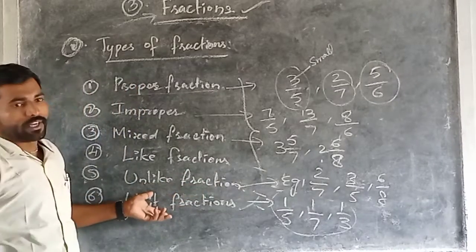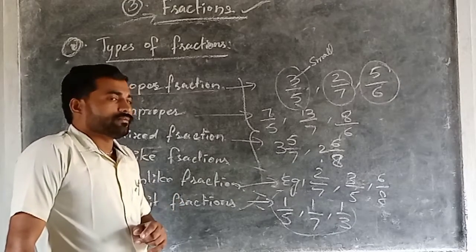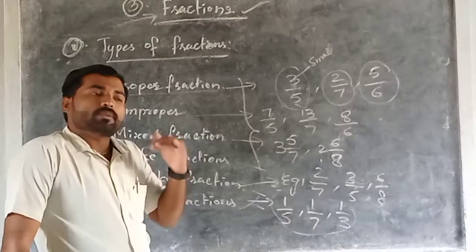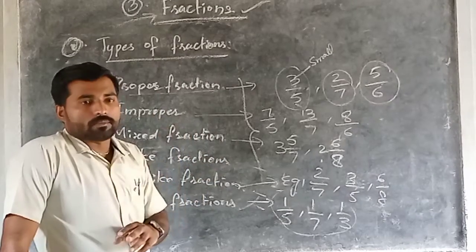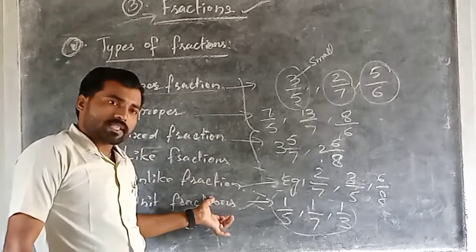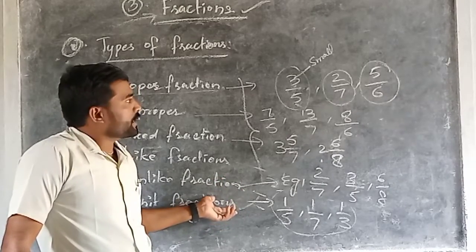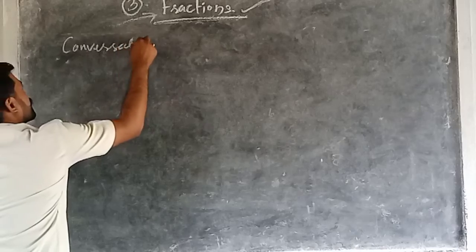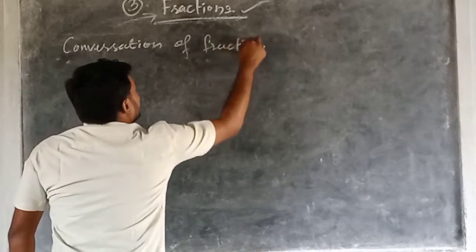Next, unit fraction. The numerator is always 1, but the denominator is any number. So this type of fractions are said to be unit fractions. All of you, did you understand? Yes, sir.